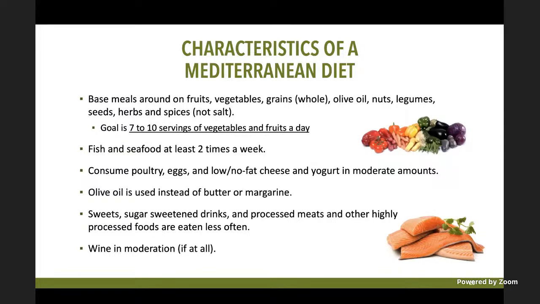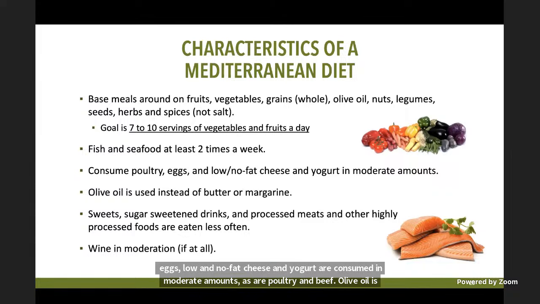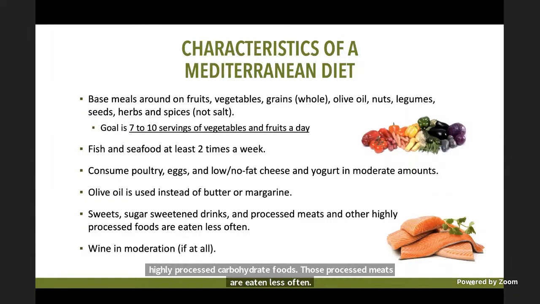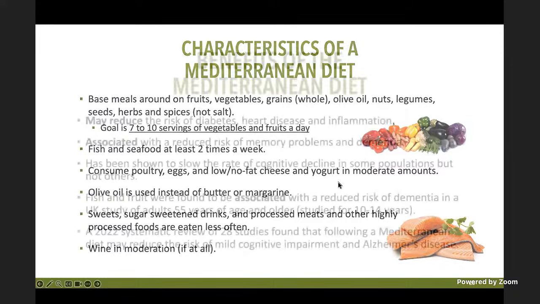Olive oil is used instead of butter or margarine, kind of cutting back on those saturated fats. Again, sugars and sweets, those highly processed carbohydrate foods, those processed meats are eaten less often. Wine is consumed, but only in moderation and if at all. It's not a license to go out and start drinking. And if you do consume alcohol, that's fine, but just do it in moderation. The dietary guidelines for Americans say that moderation is one drink for a female per day, no more than two for a male. And the amount varies whether it's wine or beer or a distilled spirit.